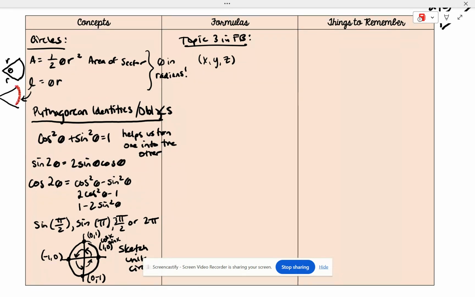So, let's talk about sketching angles, okay? Sketching angles. When do you have to sketch an angle?